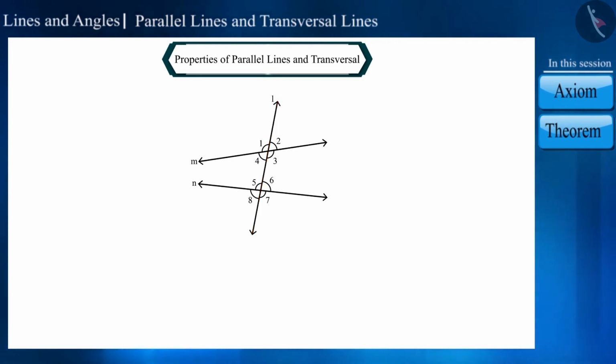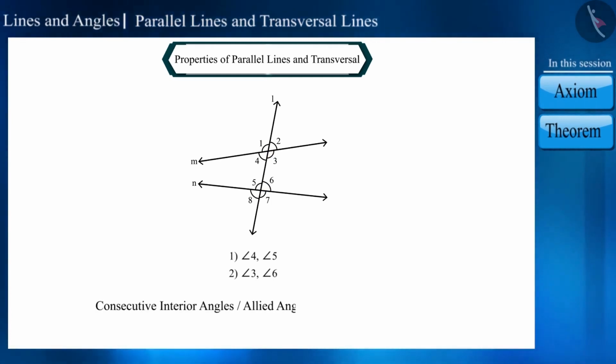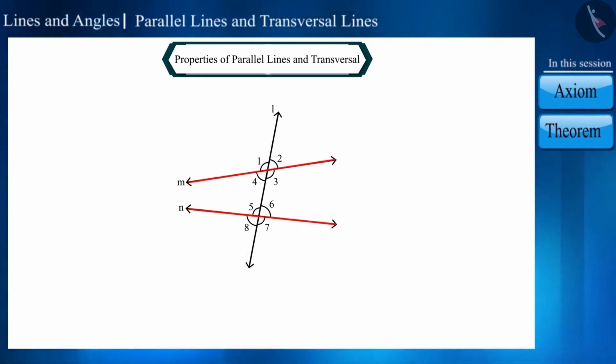And the pair of interior angles formed on one side of the transversal are called consecutive interior angles or allied angles. And sometimes these are called co-interior angles. Friends, if a transversal intersects two parallel lines, then can we tell if there is any relation between the angles?